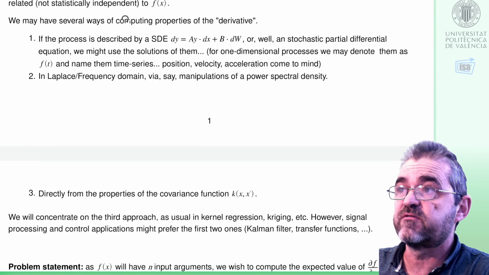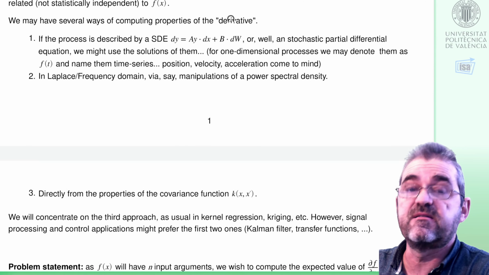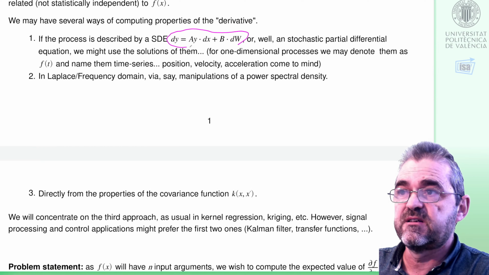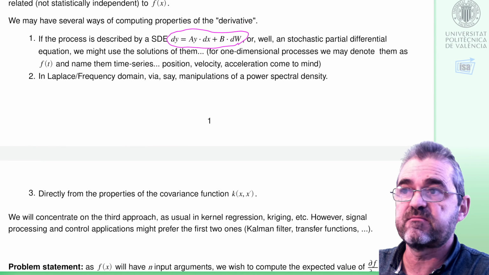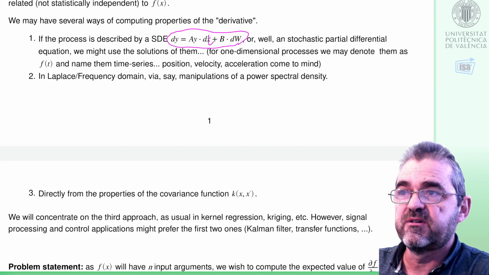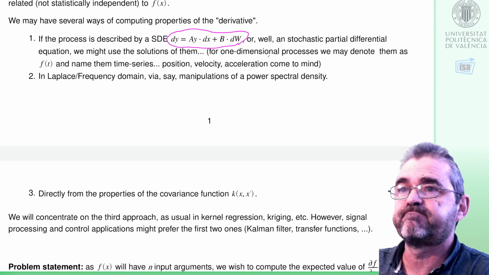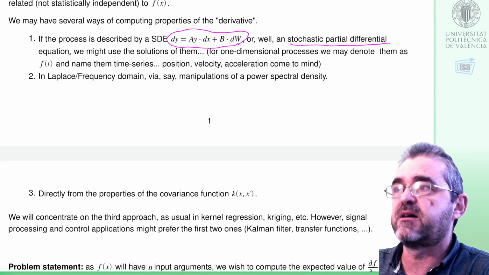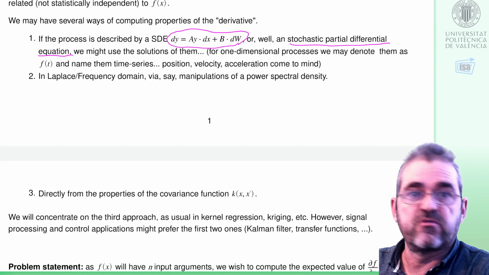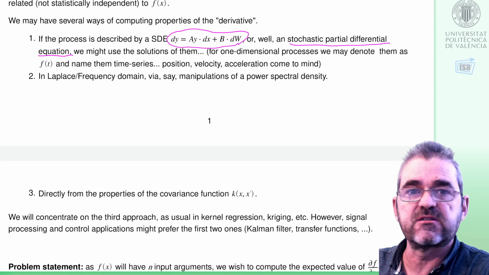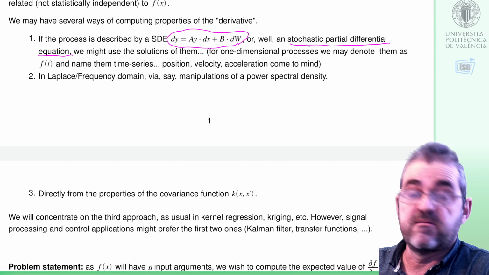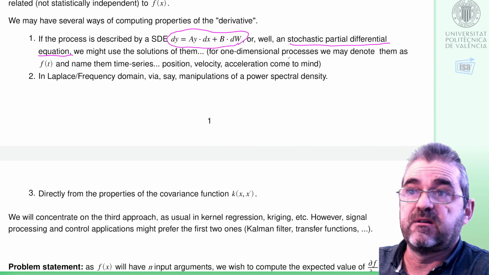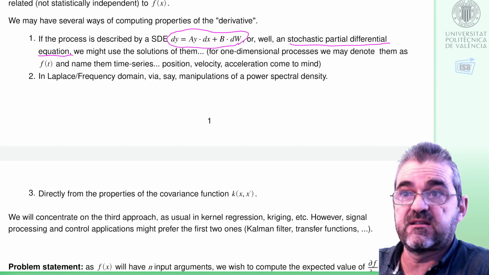We may have several ways of computing statistical properties of the derivatives. We may have, say, a stochastic differential equation. In control engineering, we are used to naming this thing time and this thing state, but it's a matter of notation. If x is multidimensional, then we'll have a stochastic partial differential equation. There may be solutions to them, matrix exponentials or things like that. That will be one way of doing these things. And in fact, it's the kind of thing done in Kalman filtering to estimate speeds, etc.